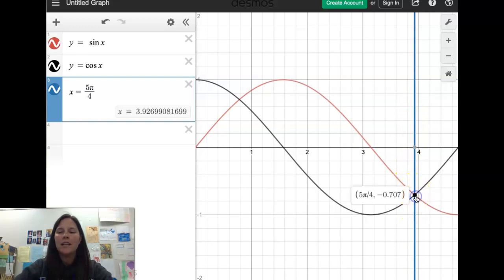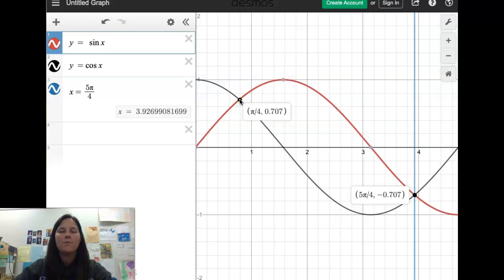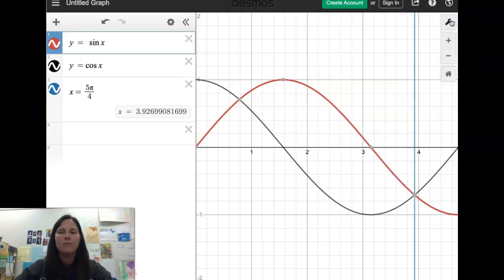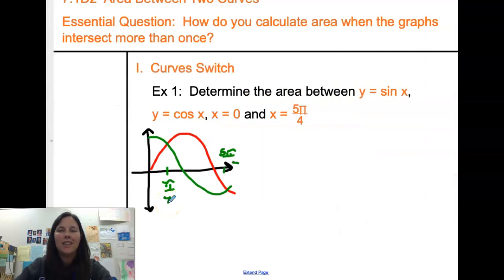We can see that the sine and the cosine curve do intersect at that point. We can also see that they intersect over here, and the curves switch for which one is on top in each section. By the way, I also zoomed in. There's this wrench here that you can use to change the settings. So I zoomed in to between 0 and 3 pi over 2 on the x-axis and -2 to 2 on the y-axis, so I could really narrow in on the graphs for the region I'm looking for. Once again, pause your video, get the sketch of the graph down, and then we'll find the area together.